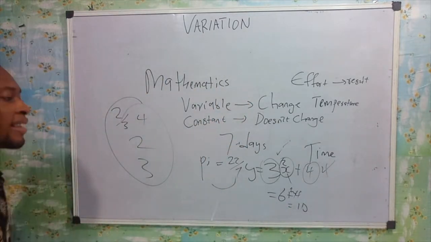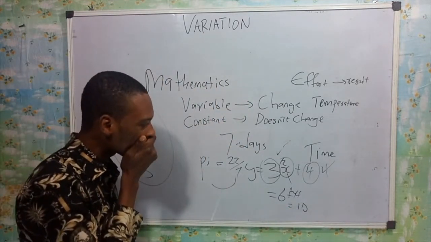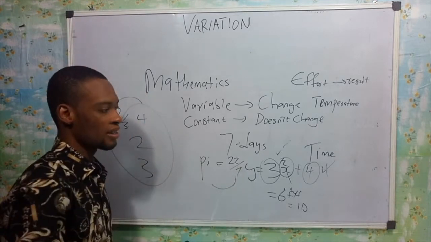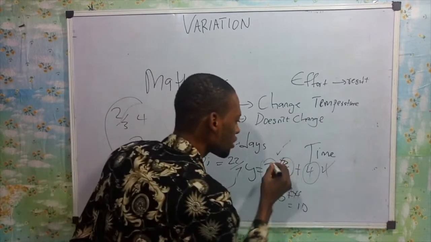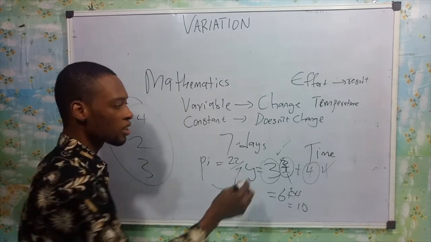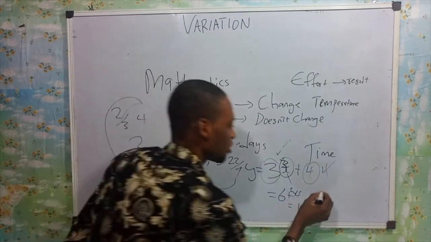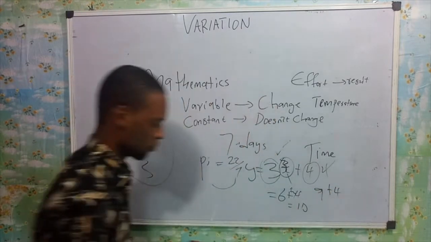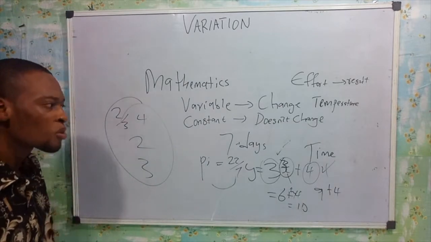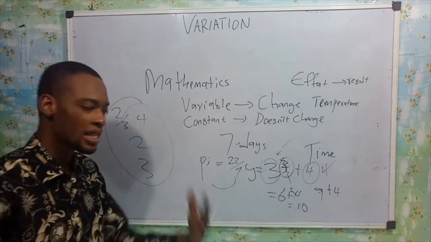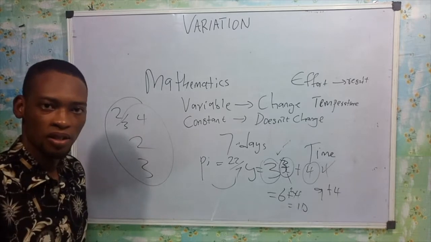Good. Now, if I say, okay, take s as 3. If this is 3, y becomes 3 times 3, 9. 9 plus 4. You getting? So those are variables. They change. They are not constant, okay?